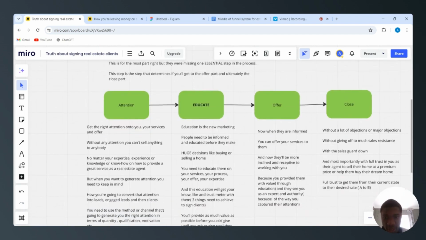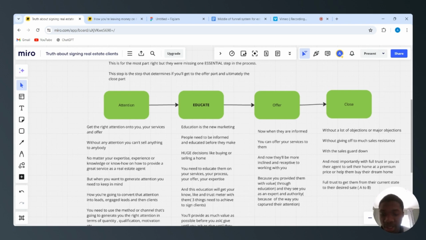So, attention. You get attention through your marketing efforts, through your advertising efforts, through getting your name out there, marketing yourself, getting as many conversations as possible. So you get direct attention onto you, your services, your offer. Without any attention, you can't sell anything to anybody, no matter your expertise, experience, or know-how on how to provide a great service as a real estate agent.